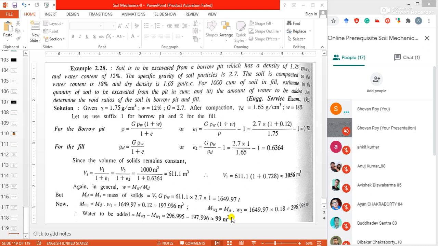This type of problem is related to compaction, and you might face this type of problem in your exams as well as in competitive exams, where compaction is involved.